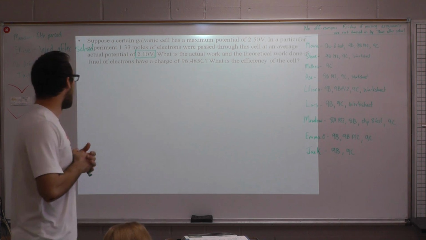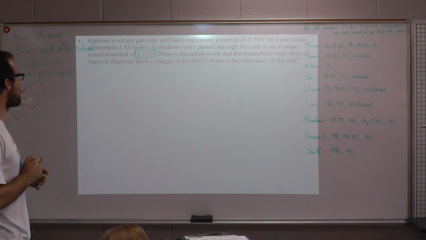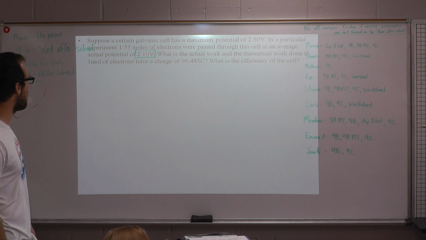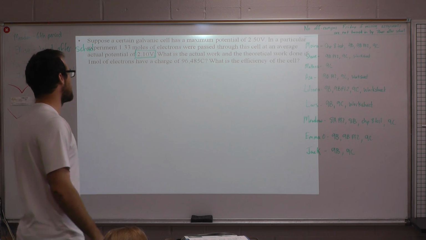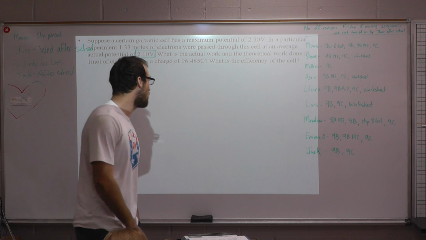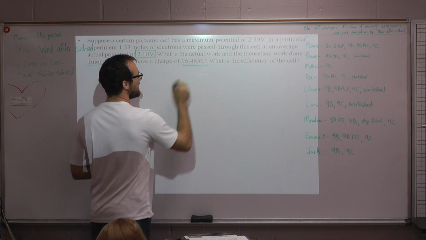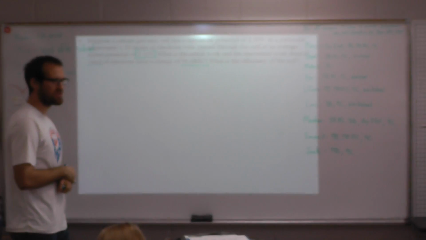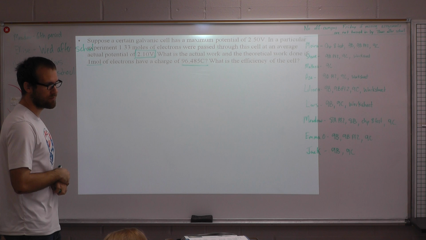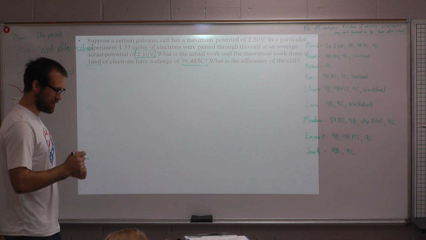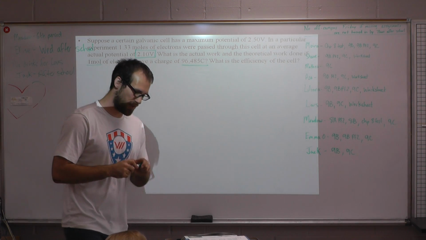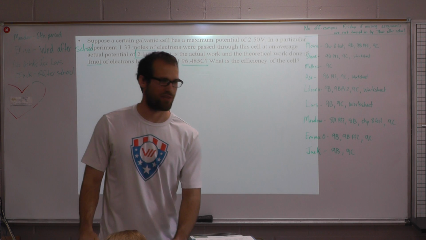Right? What is the actual work and the theoretical work if 1 mole of electrons have a charge of 96,485 coulombs? This is a constant that you're going to need to know. 1 mole of electrons is that much charge. It's called a farad. Discovered by a guy by the name of Michael Faraday. You may have heard that guy's name.